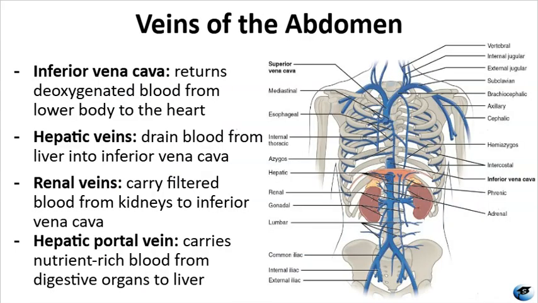This slide focuses on the major veins of the abdomen, showing how blood is drained from the abdominal organs and lower body regions back to the heart. Let's begin with the central structure on this slide, the inferior vena cava.